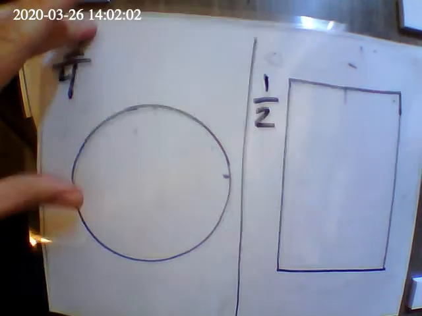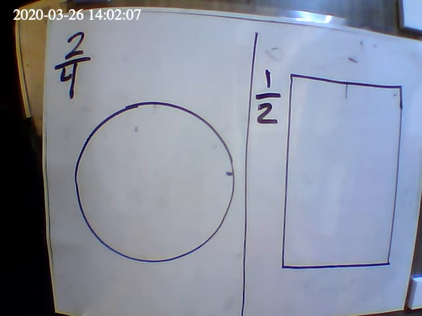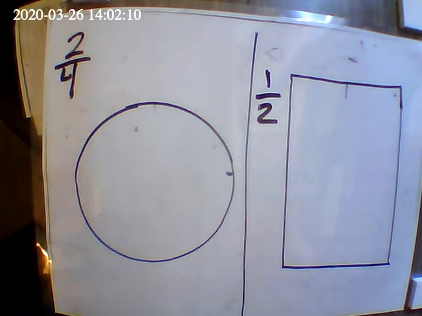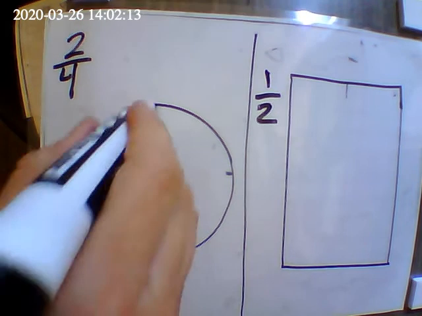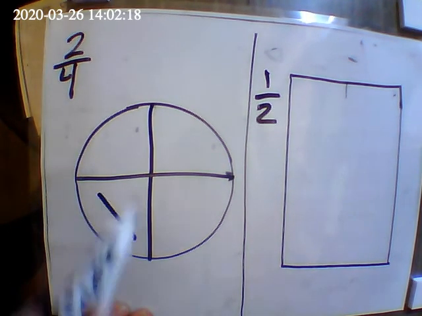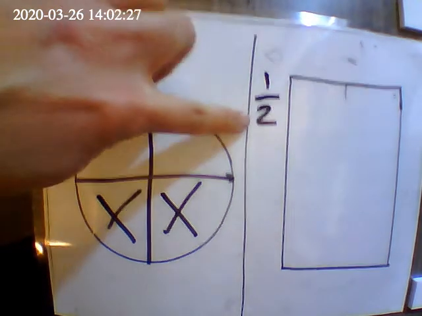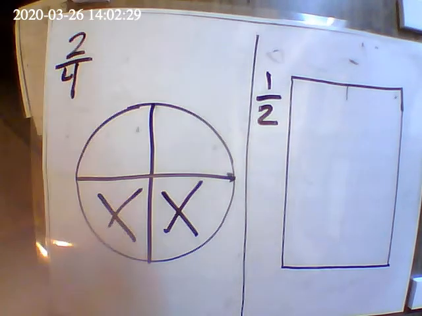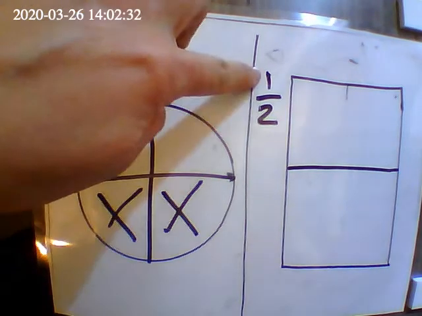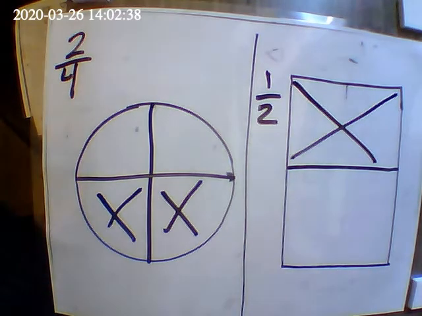On our shapes, we have the bottom number telling us how many to cut it into, and the top number telling us how much to color in. So on the circle, we are going to cut it into 4 equal pieces, into fourths. And we're going to color 2/4 of the circle. So now we colored in 2/4 of the circle. On the rectangle, we're going to cut it into 2 equal halves. And we're going to color in 1 of those halves, 1/2 of it. So we colored in 1/2 of the rectangle.